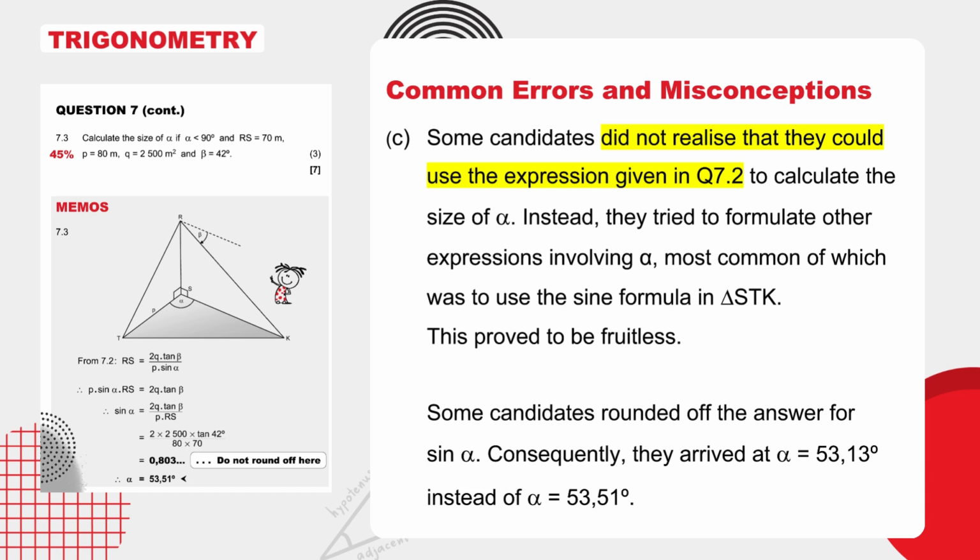Some candidates did not realize that they could use the expression given in question 7.2 to calculate the size of alpha. Instead, they tried to formulate other expressions involving alpha, most common of which was the use of the sine formula in triangle STK. This proved to be fruitless. Also, some candidates rounded off the answer for sine alpha. Consequently, they arrived at alpha equals 53,13 degrees instead of 53,51 degrees.